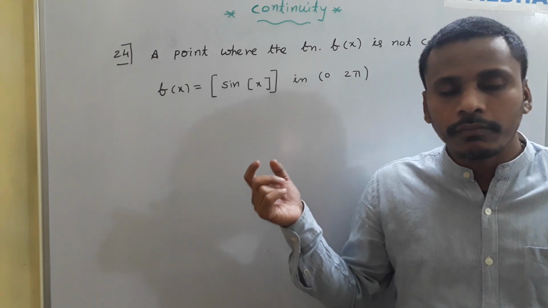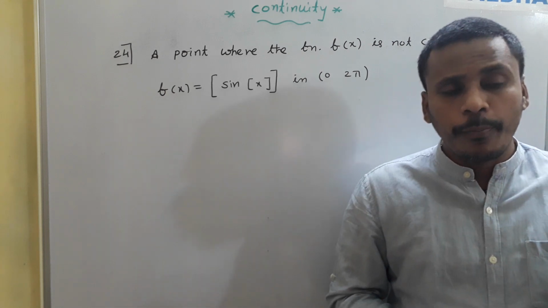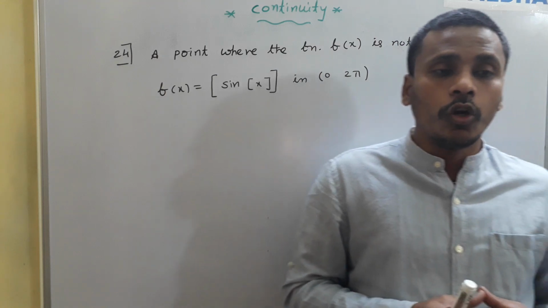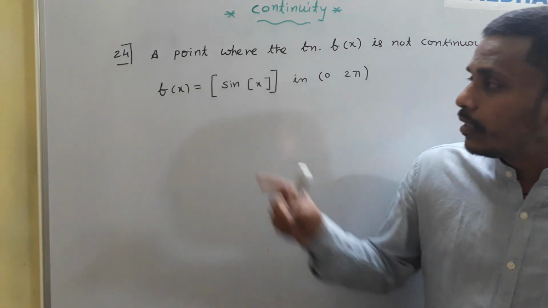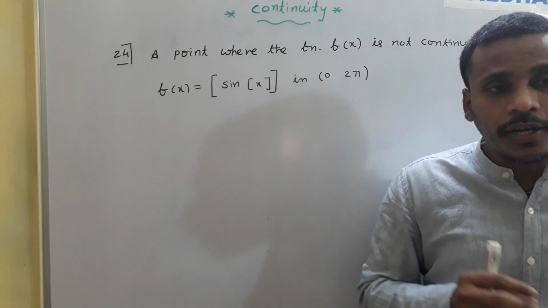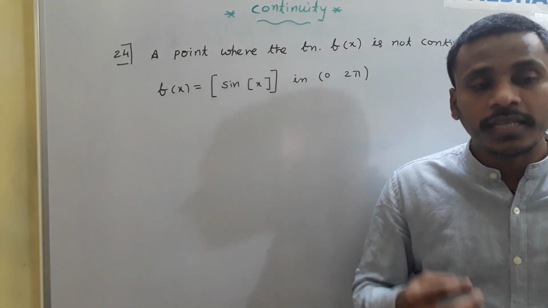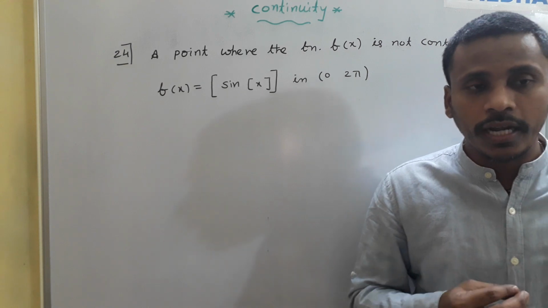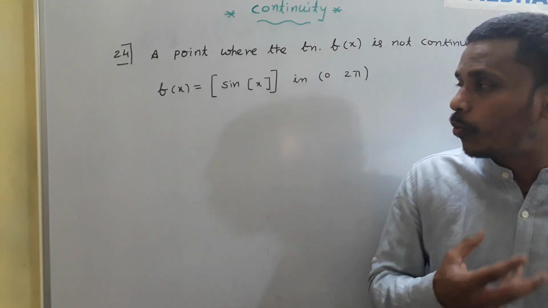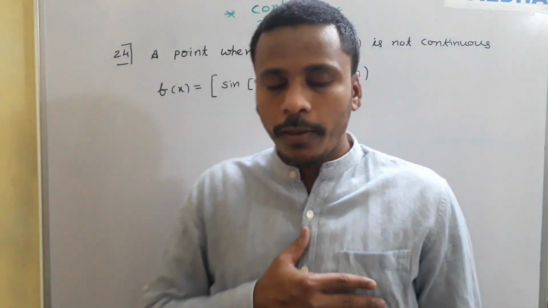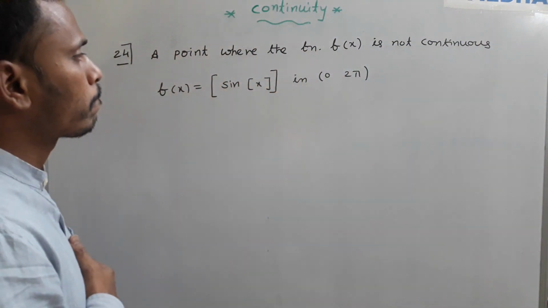function and identify a point where the function is discontinuous. And already we know that the step function [something] is discontinuous if the quantity inside the step is an integer. If the quantity inside the step is an integer, then what? The step of something is discontinuous. Okay, you just observe this.